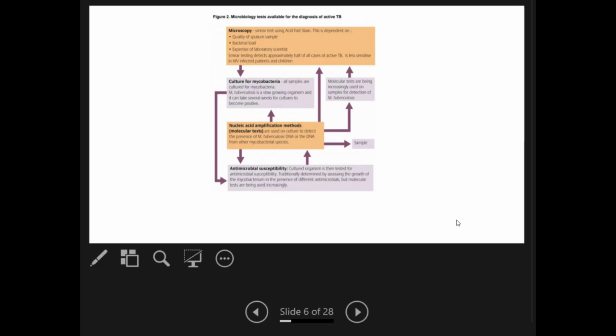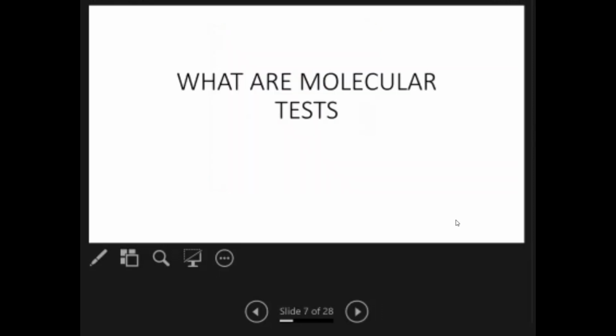After isolation, you can do a lot of other things with the culture media, but unfortunately, it is very time consuming. And the nucleic acid amplification methods, or the molecular methods, are quick, but not as sensitive as culture methods. So they play an in-between role when it comes to the diagnosis of tuberculosis. So now I will come to my main topic, the molecular diagnostics of tuberculosis.